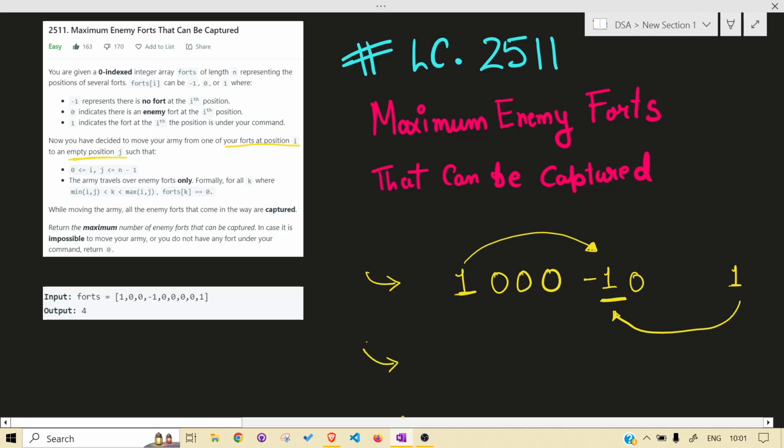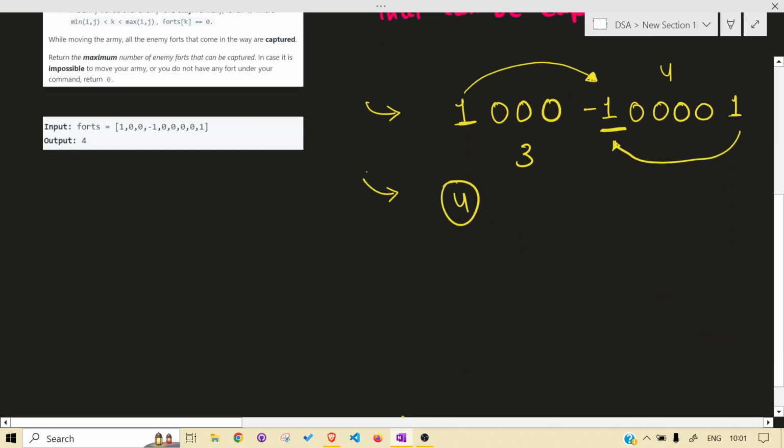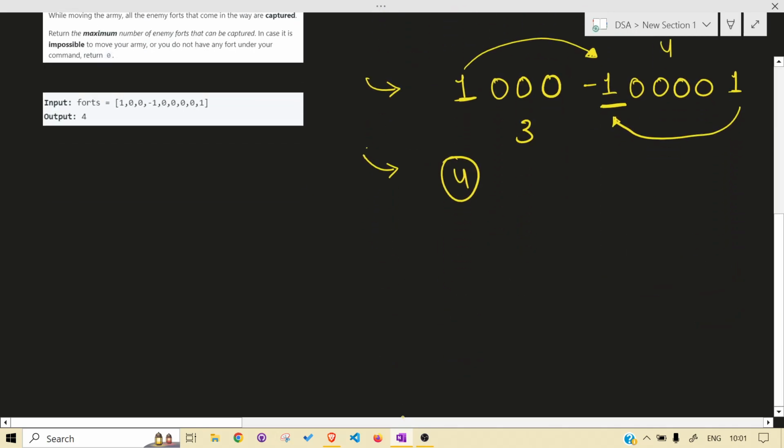You have to return the maximum forts captured. So in this case here we captured 3, in this case we captured 4, so what we should return is 4. I hope the problem is clear, what it is asking and how we are handling it.